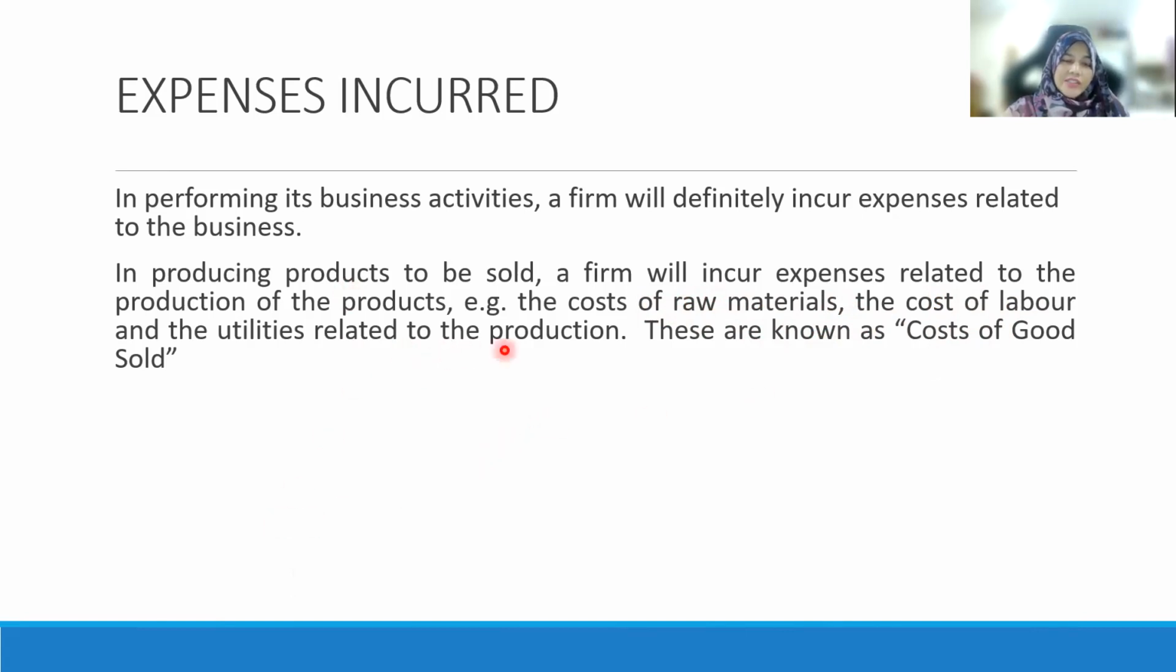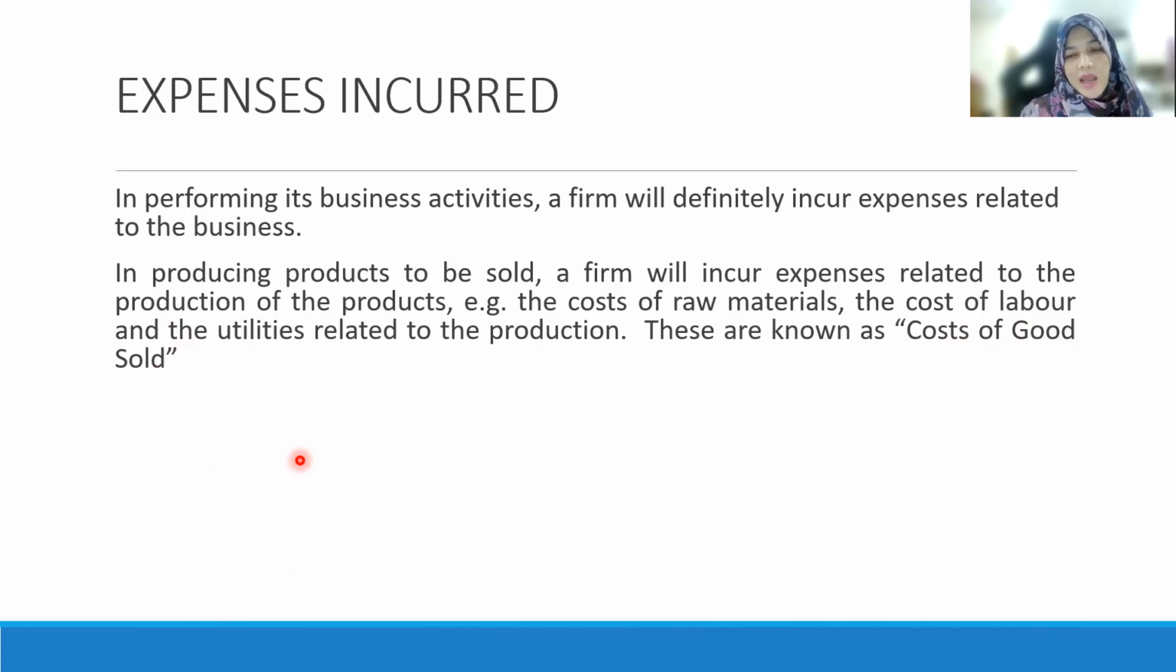And then the utilities related to the production, for example, the electricity bill and the water bill. So these are known as cost of goods sold. Expenditure related to production of goods is known as cost of goods sold. It is specifically referring to the items being sold. So they will calculate all the costs related to the items that managed to be sold.